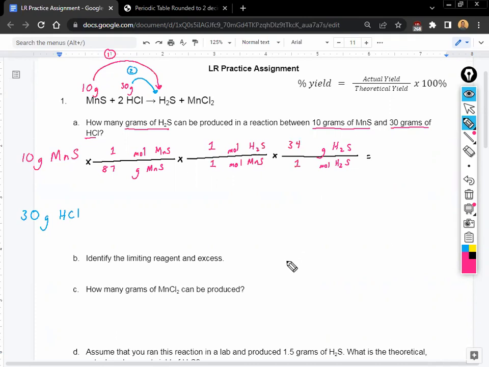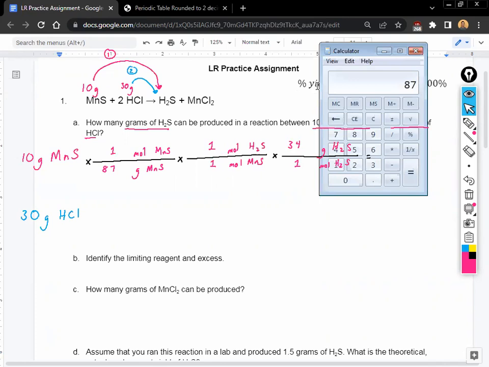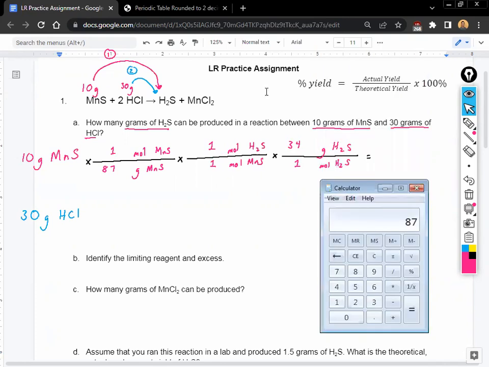Okay, so again, just normal stoichiometry. We have our 10 grams of MnS, and we're trying to turn that into H2S. All right, so let's plug it into the calculator. We got 10 divided by 87 times 34, and our final answer for this problem will be 3.908 grams of H2S. Okay, so that's our first number.